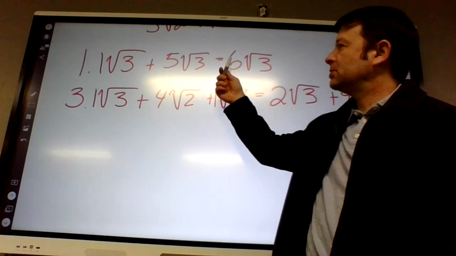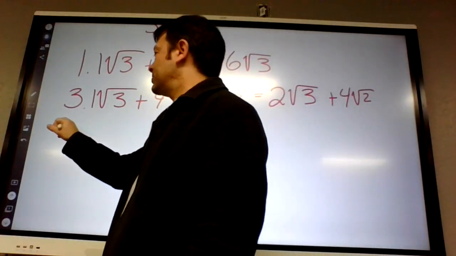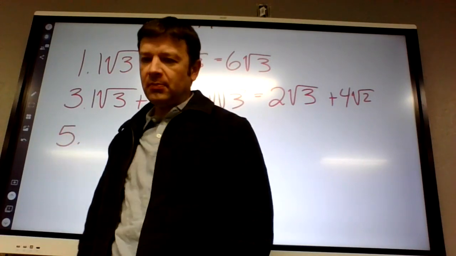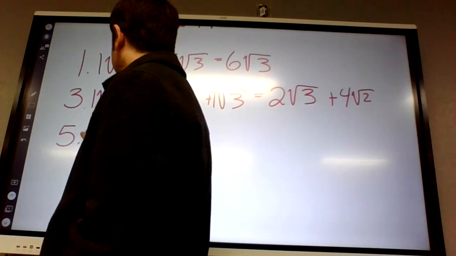So you can't add the square roots if they're not the same. It's like adding like terms. And when you add them, they don't change. They just stay the same.